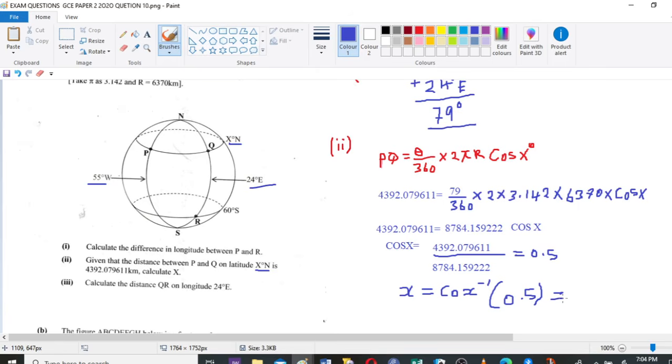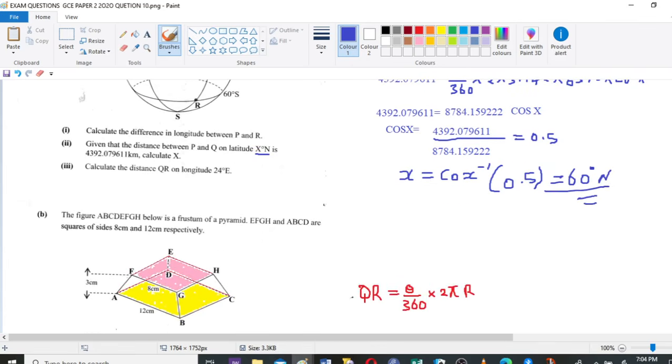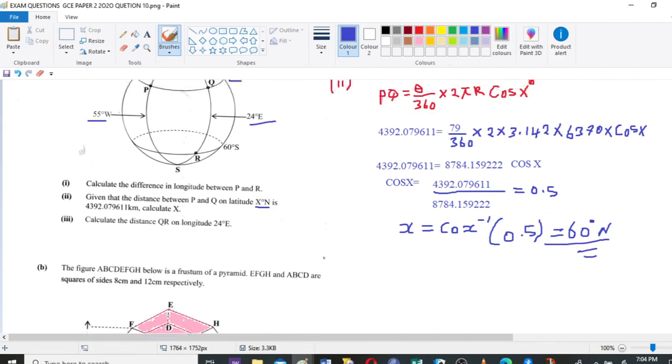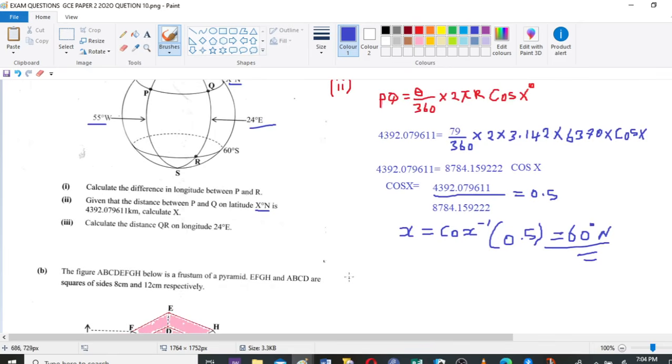And that will give us 60. Okay, you should be able to find 60 degrees north as the value of your x. That is the latitude there. That's the latitude we have. Okay, now we can go to number 3.